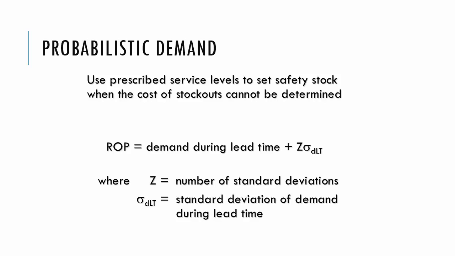So here the reorder point is going to be demand during lead time plus Z times sigma sub DLT. Z is the number of standard deviations. Sigma sub DLT is the standard deviation of demand during lead time. So here we do have to know what the standard deviation of demand during lead time is going to be in order to use this particular model.